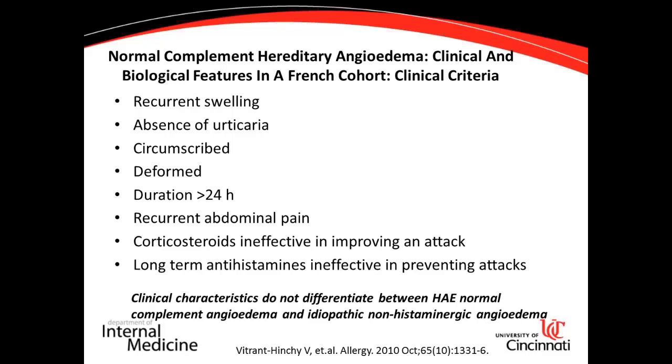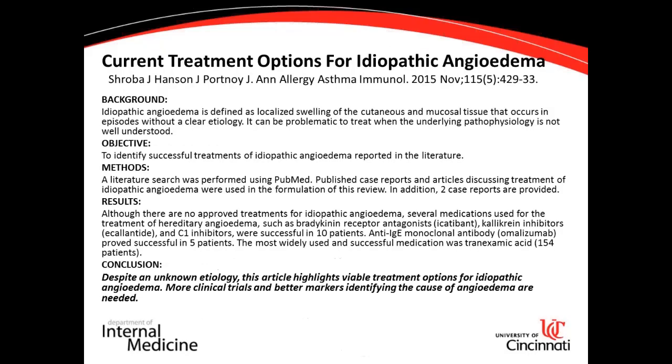The patients with normal complement hereditary angioedema, again, these are clinical criteria. They get recurrent swelling, absence of urticaria. It's usually circumscribed swelling, so it's in one place. It causes deformity. Duration lasts longer than 24 hours. They get recurrent abdominal pains. Corticosteroids are ineffective, and long-term antihistamines are ineffective. The clinical characteristics do not differentiate between HAE with normal complement and idiopathic non-histaminergic angioedema, however.